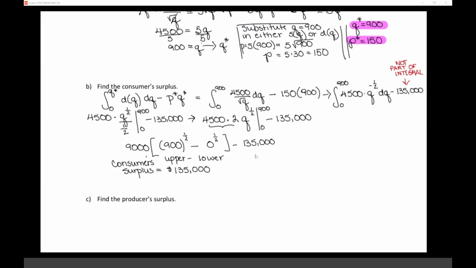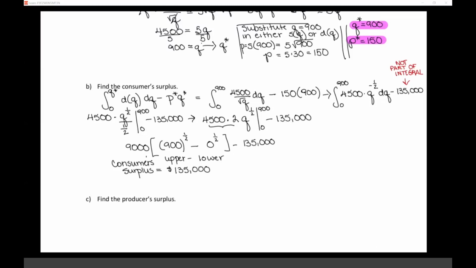The trickiest thing about doing these surpluses is don't lose the product of equilibrium price and quantity. It's real easy to get so caught up in doing the integration that you forget about it. So notice every time I rewrote my integral, I made sure to write that minus 135,000. Don't lose it.